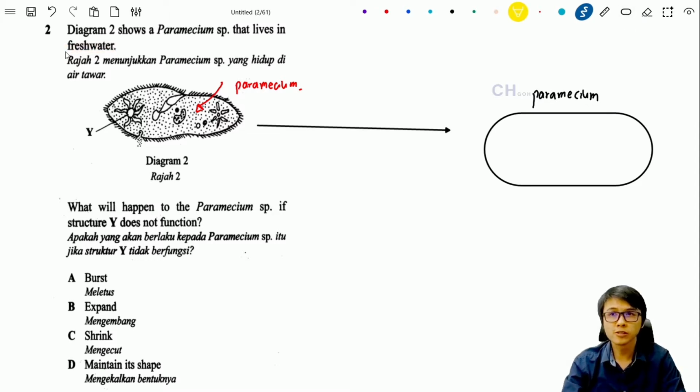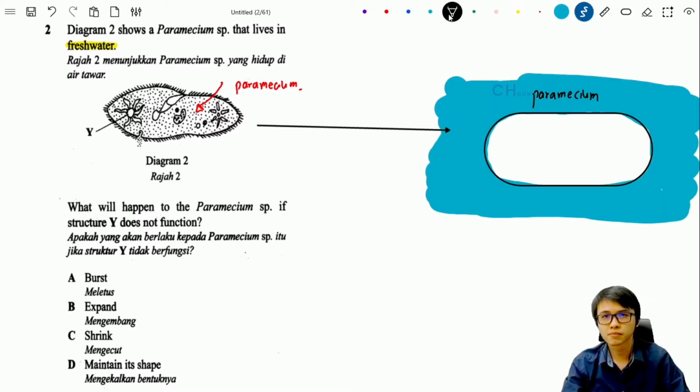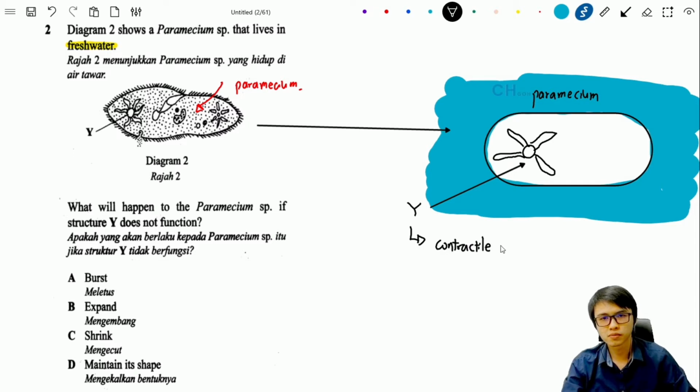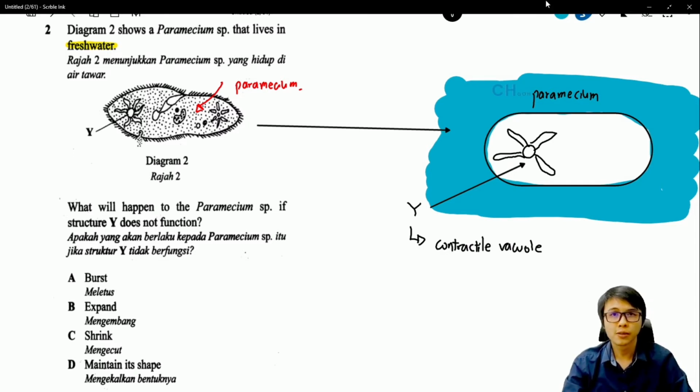And from the questions, we know that this paramecium is living in the fresh water. And we have the structure Y in the paramecium. Now, first of all, we need to know what is the structure Y. Structure Y is actually the contractile vacuole. In one paramecium, supposedly they will have two contractile vacuoles.